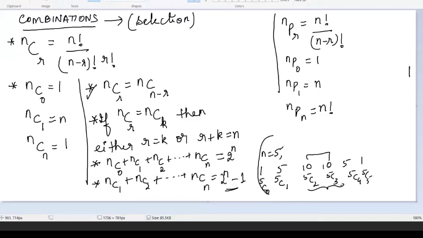Yes, I will clear the screen. I want to write a few more concepts. Then we'll start with the 1 mark question. Can I clear the screen? Have you written down? Yes.